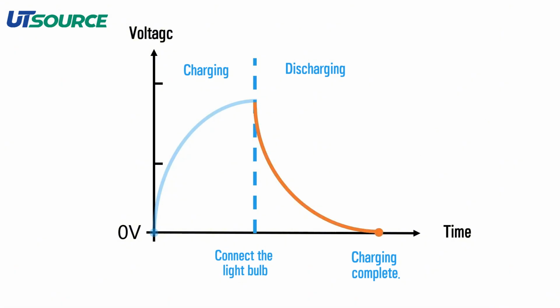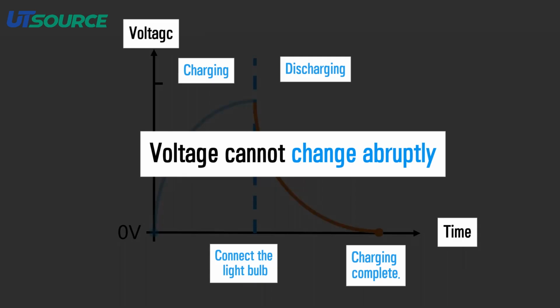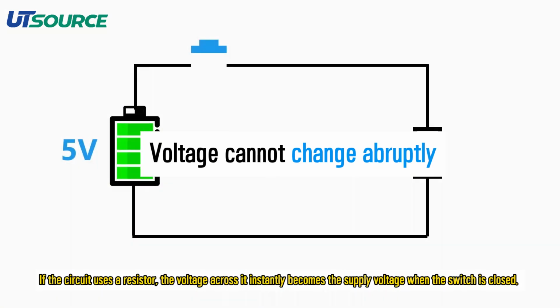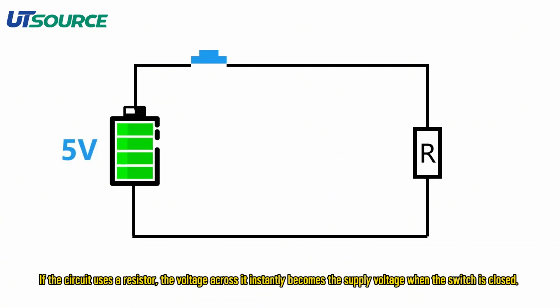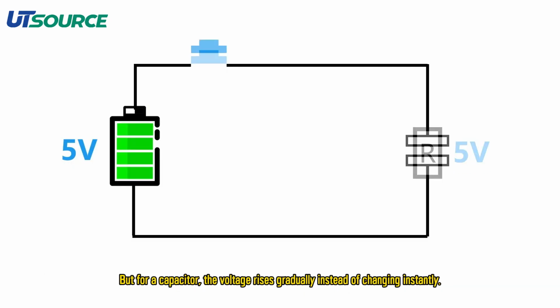With this understanding of charging and discharging, we can easily understand some capacitor characteristics. First, the voltage across a capacitor cannot change instantly. If the circuit uses a resistor, the voltage across it instantly becomes the supply voltage when the switch is closed. But for a capacitor, the voltage rises gradually instead of changing instantly.